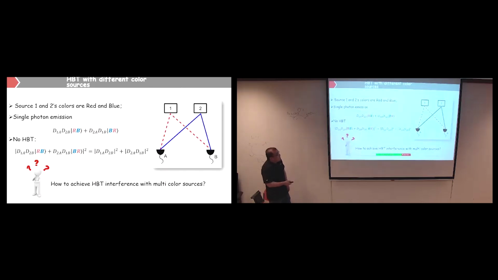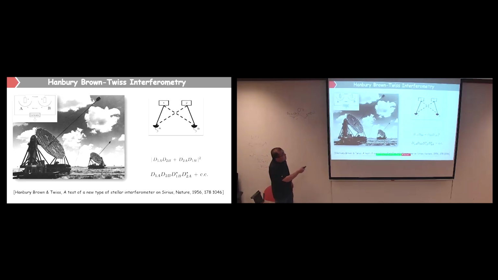They showed that with this kind of HBT interferometer, you can measure the diameter of a star. People actually use this intensity measurement to measure the diameter of stars. And the good thing is you don't need to care about the phase changes because of turbulence, because this is just an intensity measurement. So this is the paper.